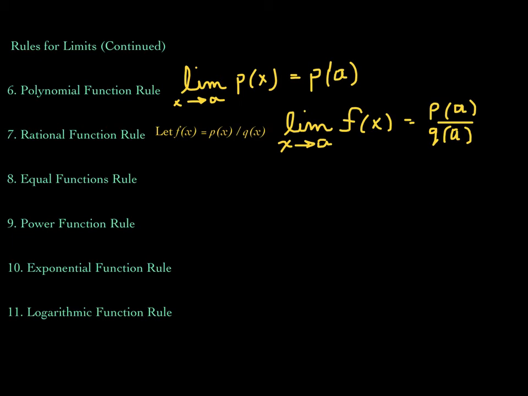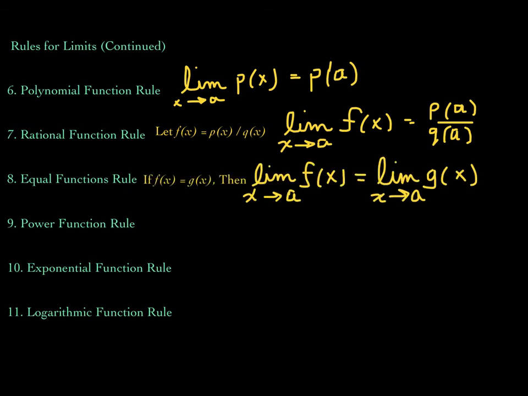All right, next, equal functions rule. Now this is a new rule that we haven't seen yet. If f of x is equal to g of x, right, if these two functions are equal, then their limits are equal as x approaches a. So the limit of f of x as x approaches a must be equal to the limit of g of x as x approaches a. Cool deal.